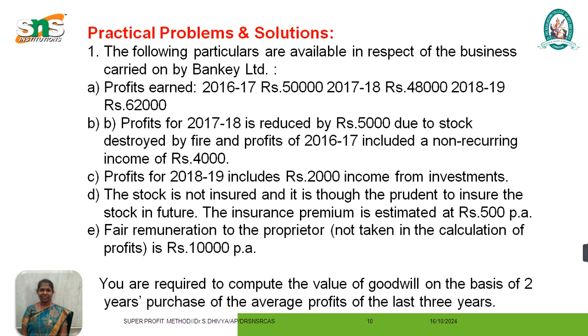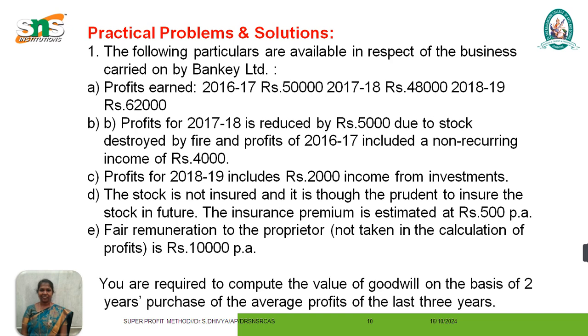The following particulars are available in respect of the business carried on by Bank Limited. Profit earned in 16 to 17 is 50,000, 17 to 18 is 48,000, and 18 to 19 is 62,000. Profit for 17 to 18 is reduced by 5,000 due to stock destroyed by fire. Profit in 16 to 17 includes non-recurring income of 4,000. Profit in 18 to 19 includes 2,000 income from investment. The stock is not insured and it is thought prudent to insure the stock in future. The insurance premium is estimated at 500 per annum. Fair remuneration to the proprietor, not taken in the calculation of the profit, is 10,000.